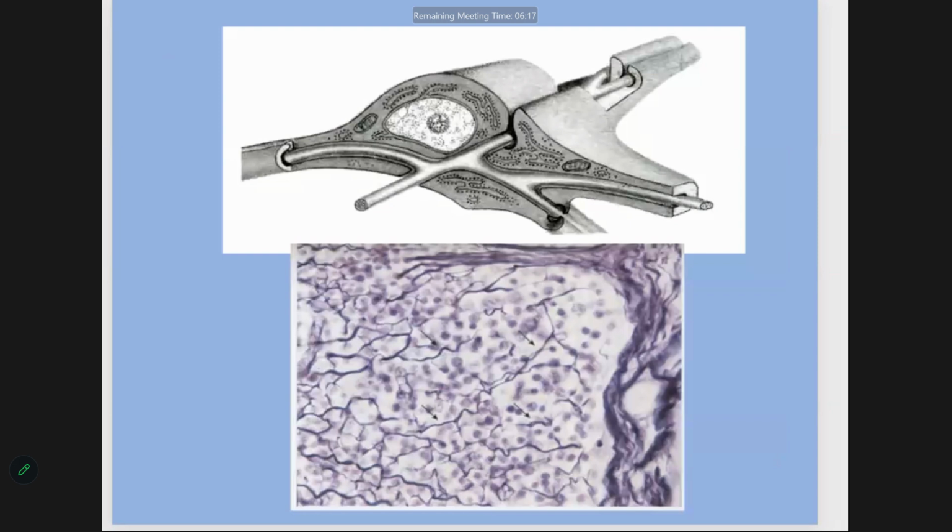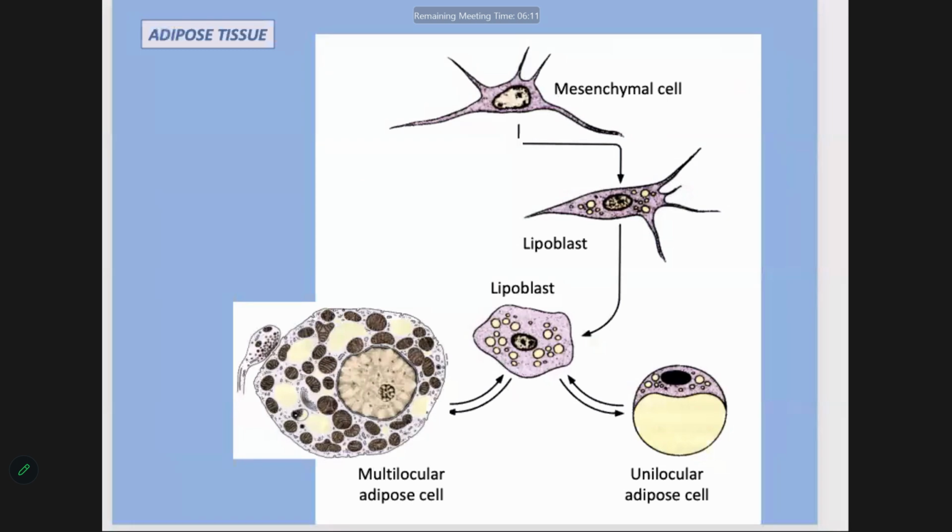So reticular connective tissue is one kind of tissues with special properties. Another type of tissue with special properties is adipose tissue, which consists of adipose cells, adipocytes, or fat cells and other cells. The precursors of adipocytes are mesenchymal cells, which transform into the lipoblast, and lipoblast then differentiate into the two main types of adipocytes: multilocular adipose cells with many small lipid droplets in the cytoplasm, or unilocular adipose cells, whose cytoplasm is filled by one large lipid droplet.